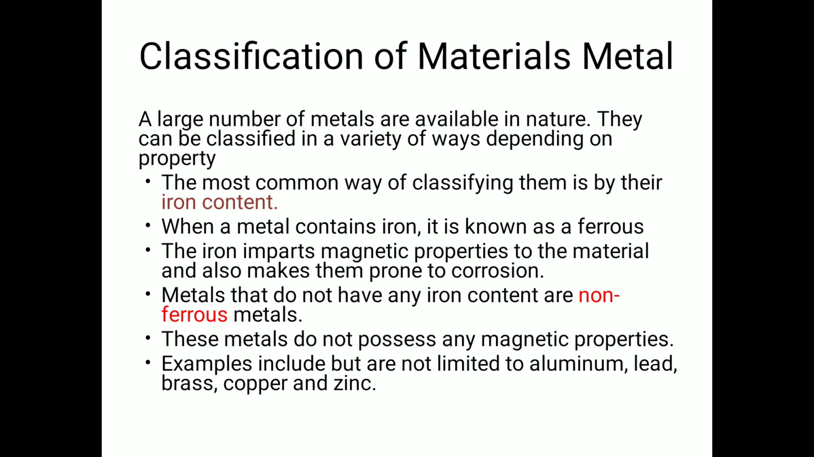When a metal contains iron, it is known as ferrous. The iron imparts magnetic properties to the materials and also makes them prone to corrosion. Metals that do not have any iron content are known as non-ferrous metals. These metals do not possess any magnetic properties. Examples include, but are not limited to, lead, aluminium, brass, copper and zinc.